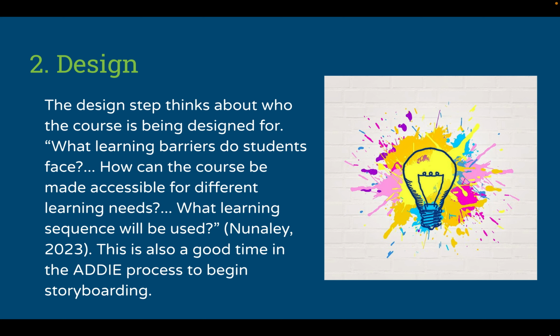Second step is design. The design step thinks about who the course is being designed for. Questions can be asked such as, what learning barriers do the students face? How can the course be made accessible for different learning needs? What learning sequence will be used? This is also a good time in the ADDIE process to begin storyboarding.